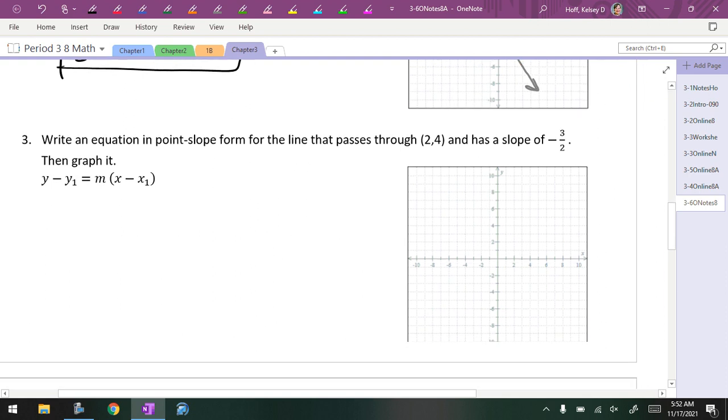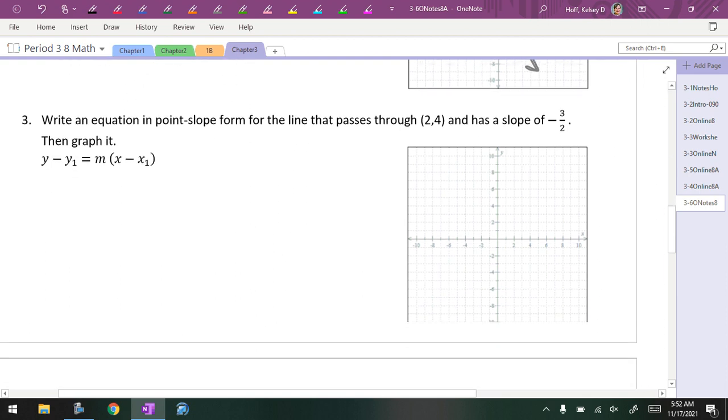Take a minute and do problem number 3 on your own, and then I'm going to show you the correct answer here. Write the equation in point slope form. That's nice. That's the easy one. It passes through 2, 4, and has a slope of negative 3/2.